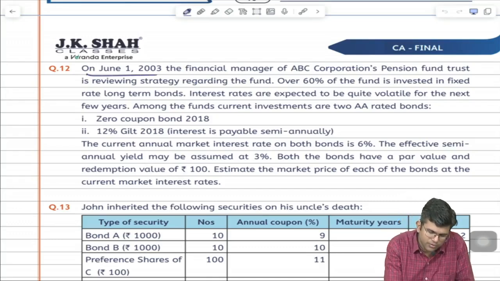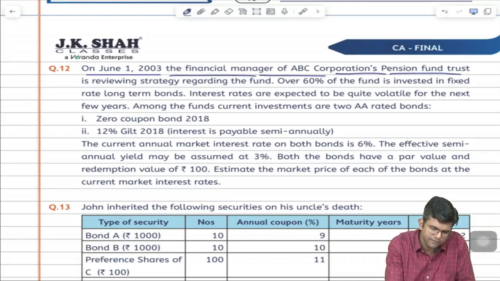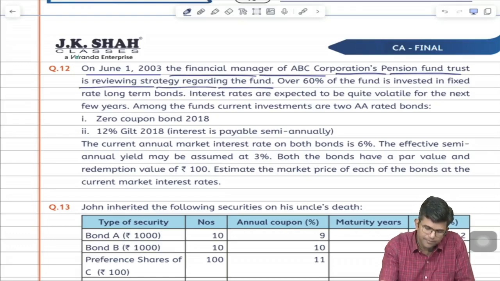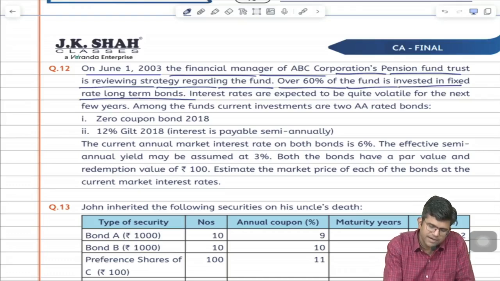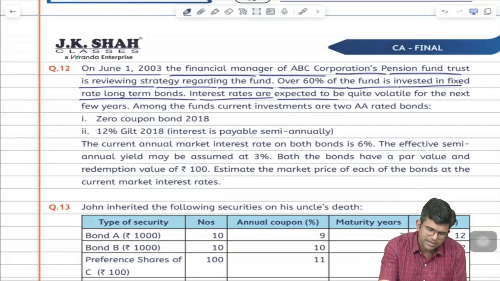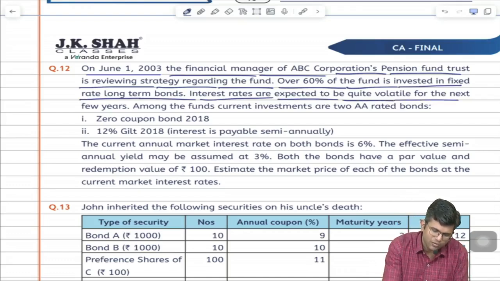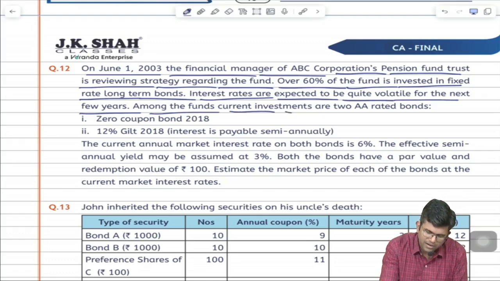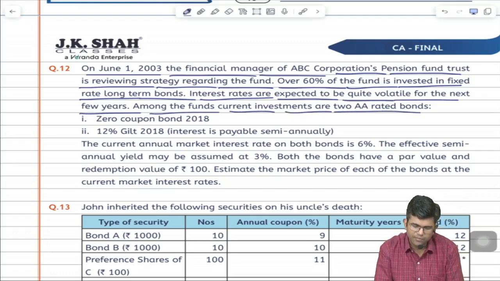On June 1, 2003, the financial manager of ABC Corporation's Pension Fund Trust is reviewing strategy regarding the fund. Over 60% of the fund is invested in fixed rate long-term bonds. Interest rates are expected to be quite volatile over the next few years. Among the fund's current investments are two AA rated bonds.